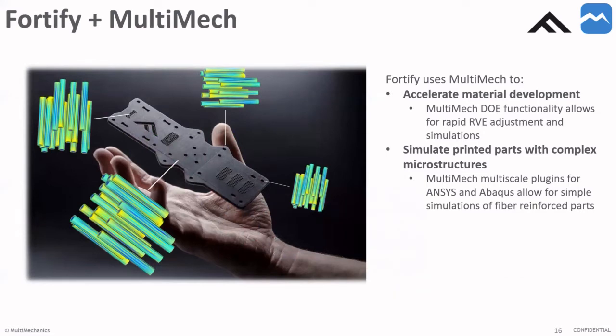So in getting into conversations with them, it became pretty clear early on that there were 2 great avenues to use their product. The first was in material development. So we're able to run design of experiments on a large number of different RVEs and materials. So essentially, we're adjusting variables such as fiber length, diameter, orientation, the volume fraction, even interface properties and matrix properties.